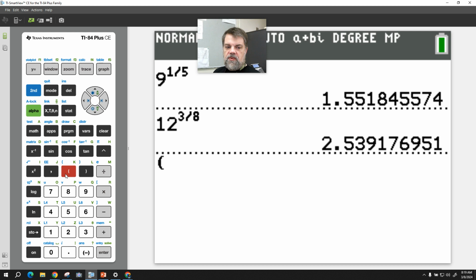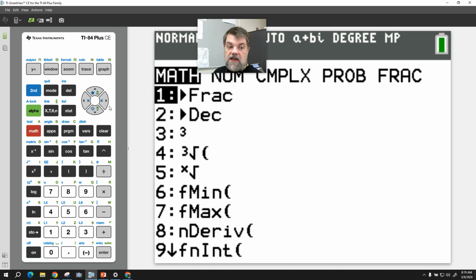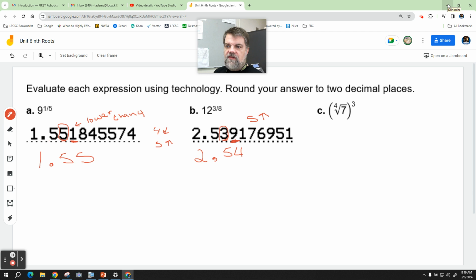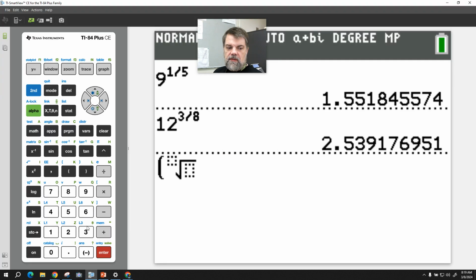So I'm going to start my parentheses first. And then remember, we hit what button? What button do we hit to get that radical symbol? Math. And we scroll down to the 5th option. Okay. And then from there, we just plug it in. So it's the 4th root of 7 raised to the 3rd power. So I'm going to put 4, use my cursor, 7. Then I got it. See this little triangle? That's saying if you want to get out of the radical, you got to hit the right arrow. And then I close my parentheses. Then I raise that to the 3rd power.